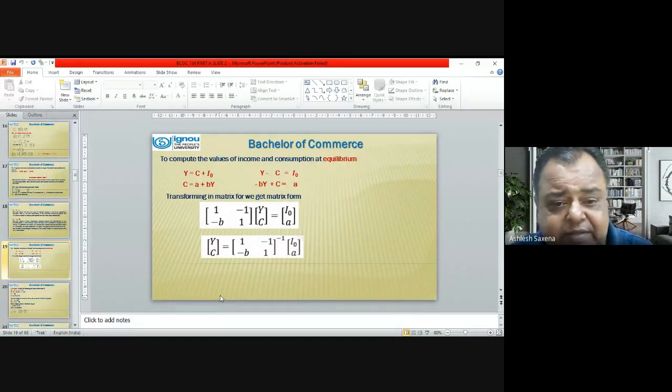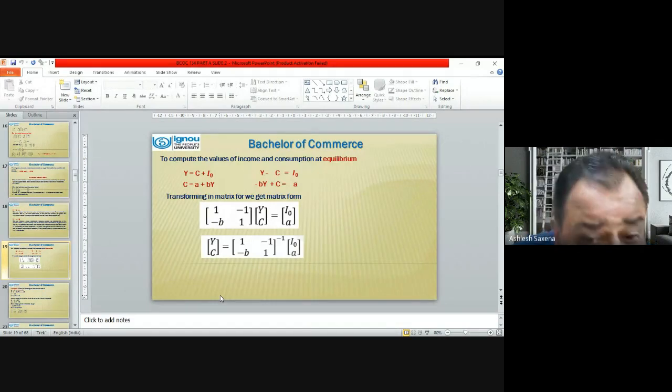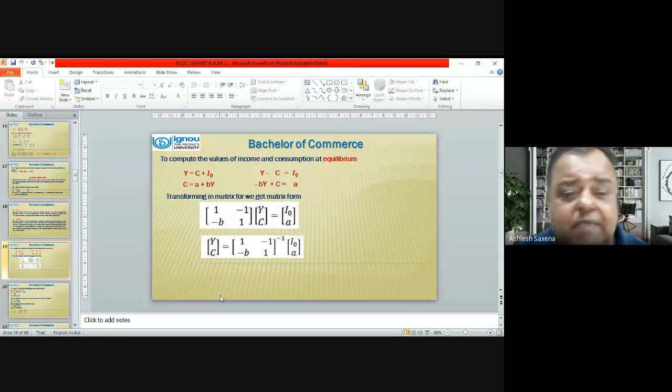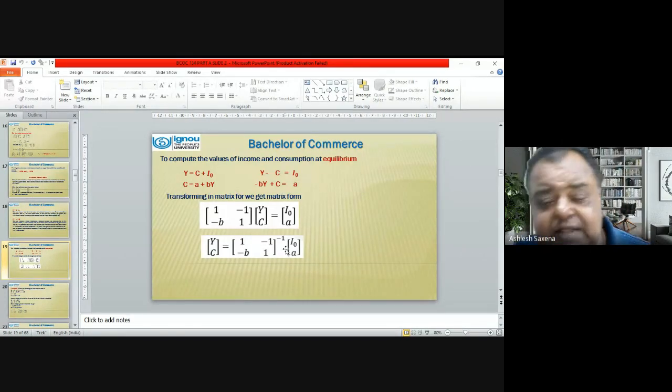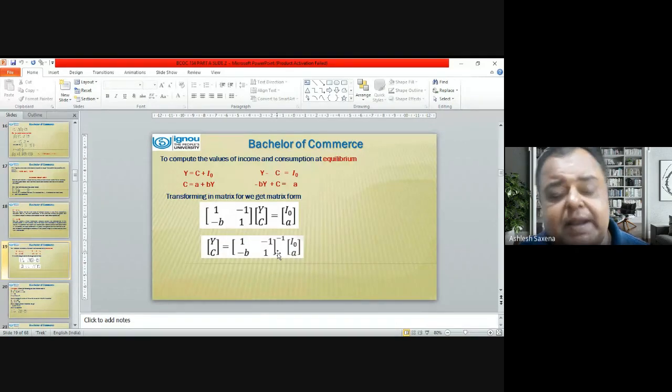What we performed in our previous problem was to find out the value of two variables, y and c. So here again we have two variables, y and c. We will be transforming this matrix to this side. That means we will be taking up its inverse. Inverse means we will be finding out its mod value, and we will be multiplying that mod value with the adjoint of the matrix. We'll see again how this is performed.